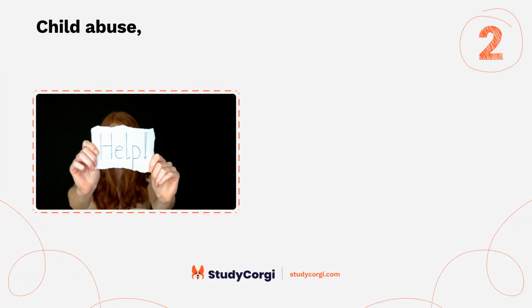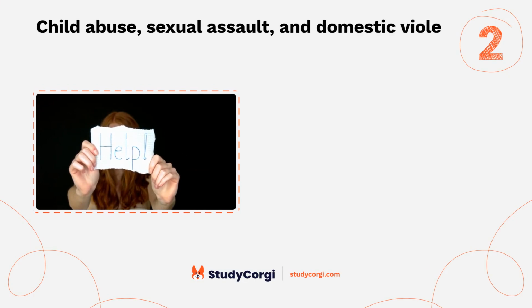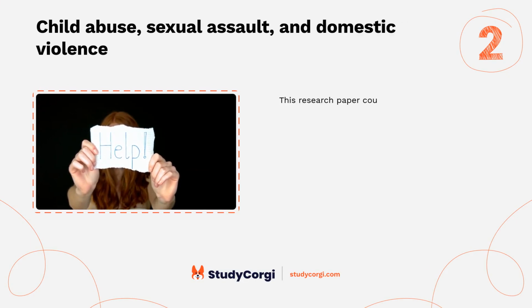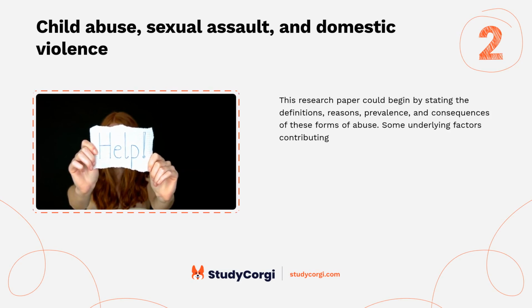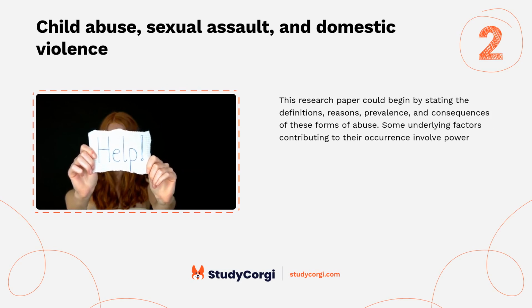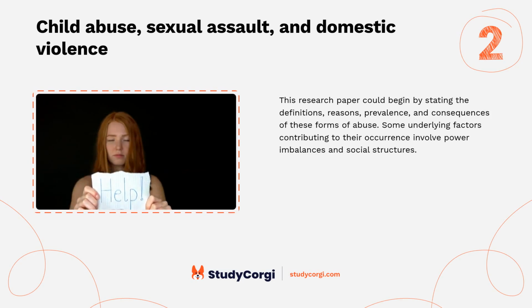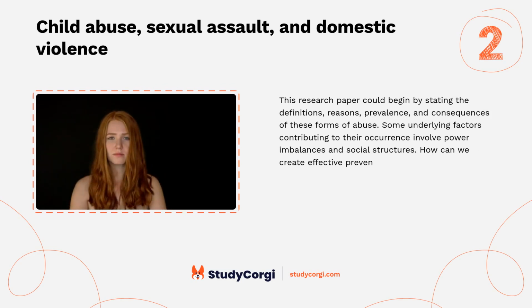Child abuse, sexual assault, and domestic violence. This research paper could begin by stating the definitions, reasons, prevalence, and consequences of these forms of abuse. Some underlying factors contributing to their occurrence involve power imbalances and social structures. How can we create effective prevention strategies and offer support for the survivors?